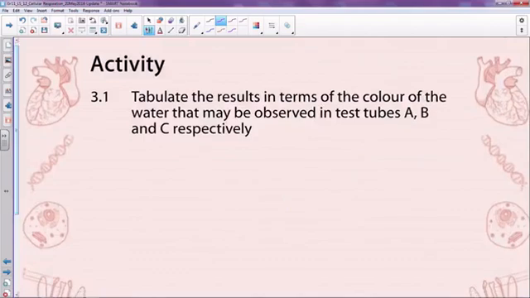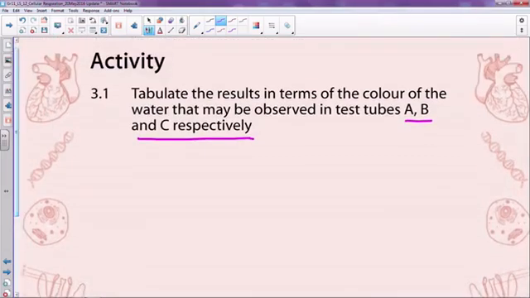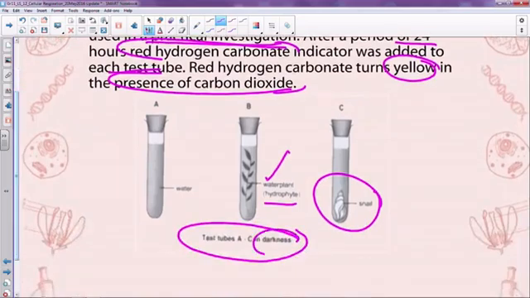3.1. Tabulate the results in terms of the color that may be observed in test tubes A, B, and C respectively. And this is quite a difficult question, especially not having done the experiment. But I want to take you through the answers and explain to you exactly how you would do this. So the key to this is understanding that these test tubes are kept in darkness, which means that photosynthesis will not occur. So I think here you're going to find that the water is present, no organisms in it. Here you're finding a plant in a test tube. The question is, does photosynthesis occur or does respiration occur?